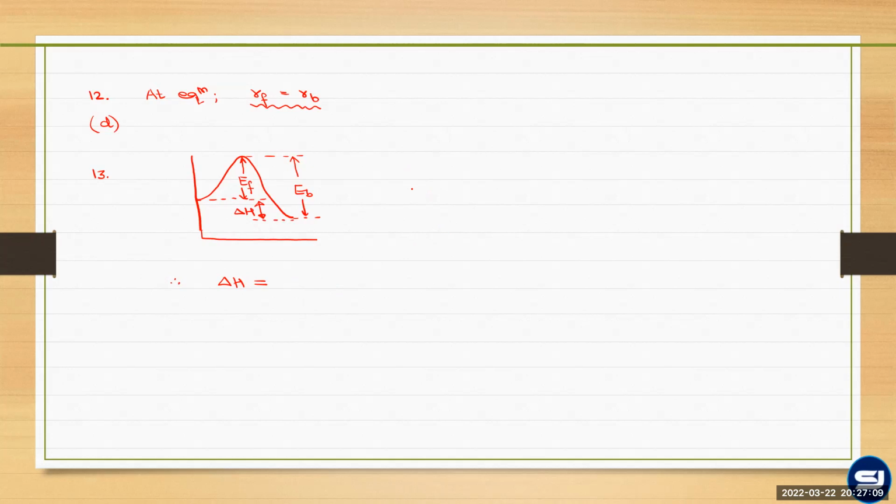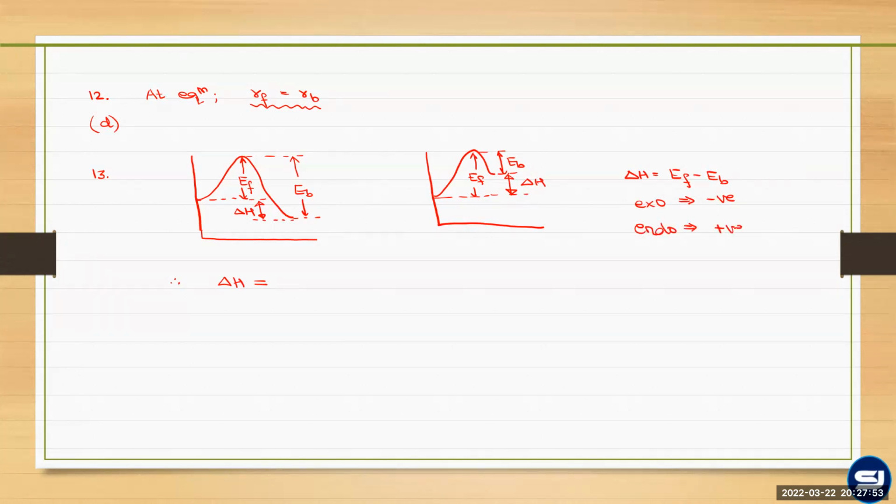Understood. The equation changes. That is why I always tell you to do it from the graph. Basically it is EF minus EB. In exothermic this comes negative, and in endothermic the same value will become positive, because EF is bigger in endothermic. Yes sir. So delta H is always EF minus EB, but in case of exo it's negative because EF is lesser, and in endo it is positive because EF is greater. Simple.